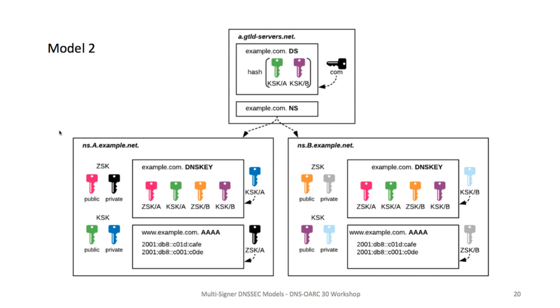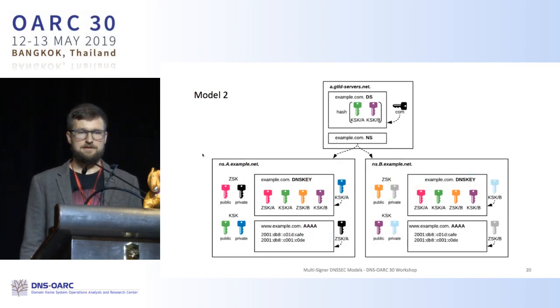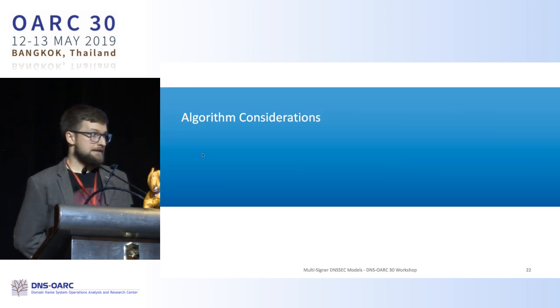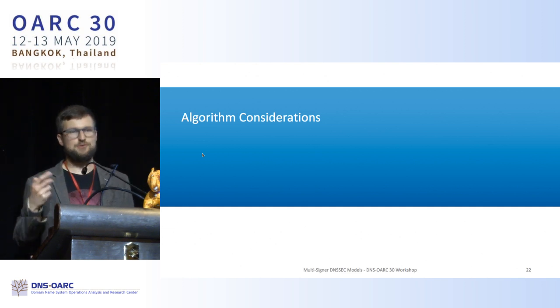So in this model, you can see that even the DNS key records are signed by different keys. And to make this work, we also have to include the other KSK in the parent zone, and it will work. It's described in the document. This is just the link if you want to read it. Comments are welcome. And there are a few more things that should be considered.